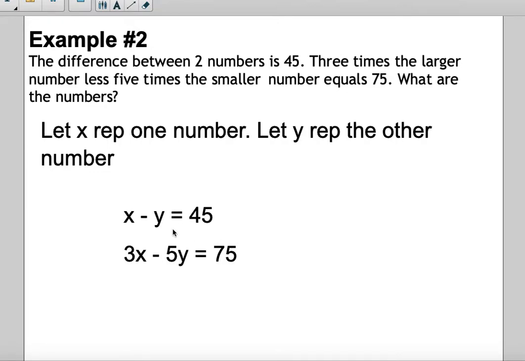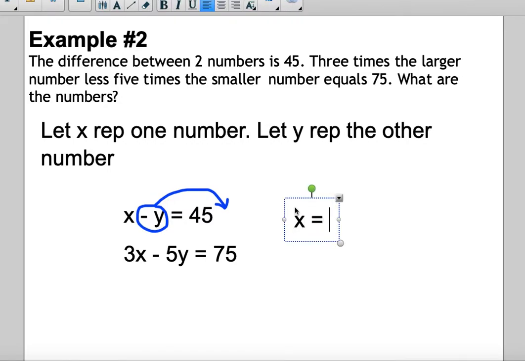When we solve this, let's solve this one by substitution. So I'm just going to rearrange this first equation and make it in terms of x. So I'm going to take this y and I'm going to send it over. And then I'm going to get x is equal to 45 plus y. So when we take it over, we change the integer sign. And then I'm going to sub this value right here in for this x when I solve.